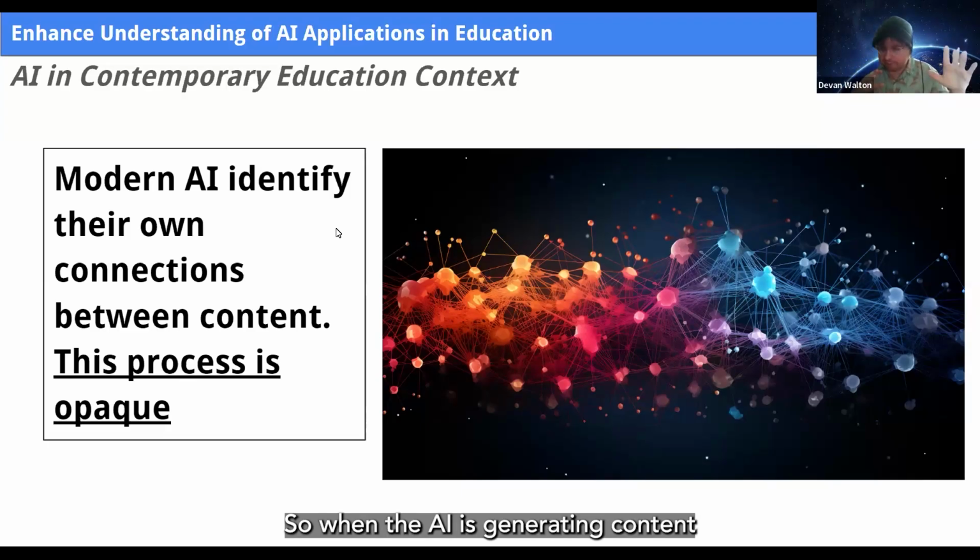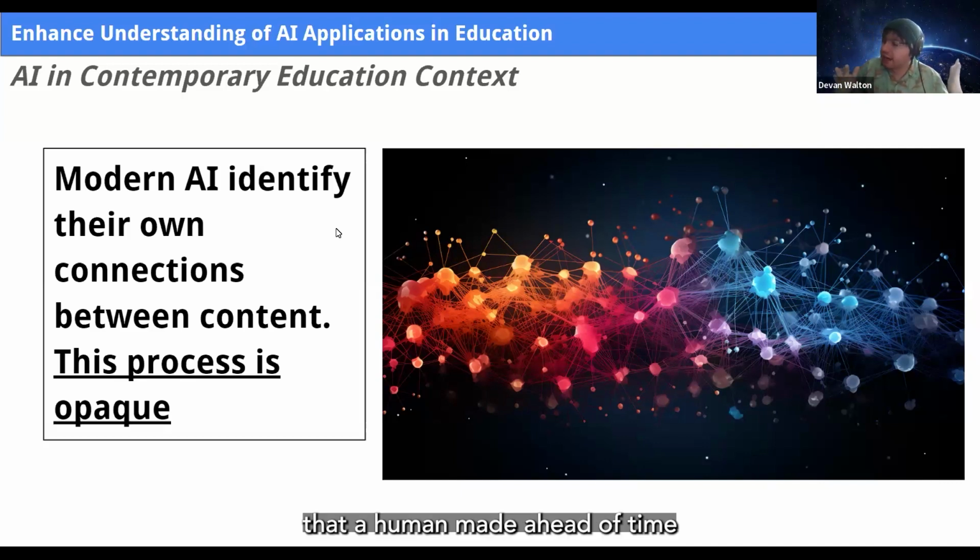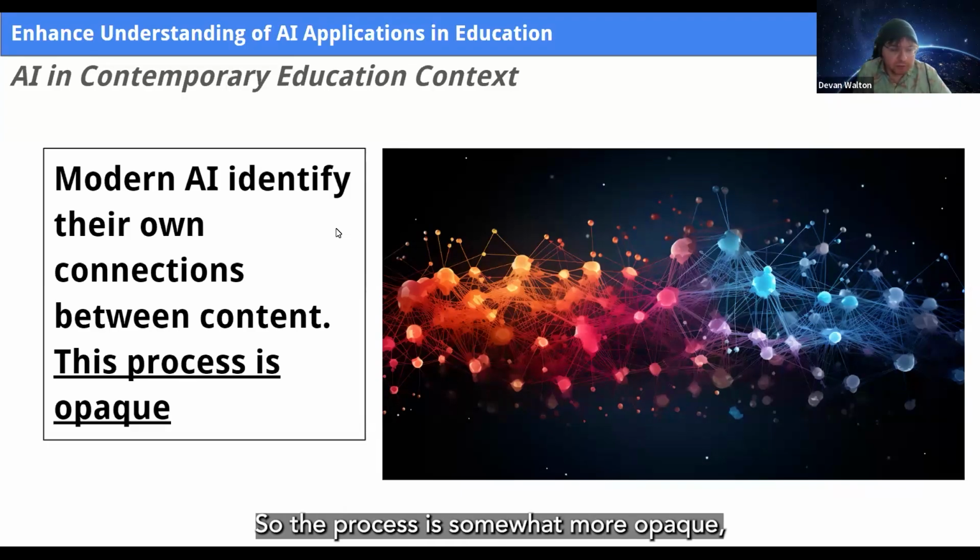So when the AI is generating content and you give it a prompt and it's going through the layers of its model to generate an output response, it's not necessarily making connections that a human made ahead of time for it to be able to interpret that problem space. So the process is somewhat more opaque, I guess is the key takeaway here.